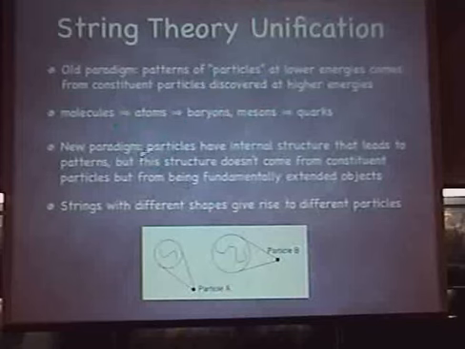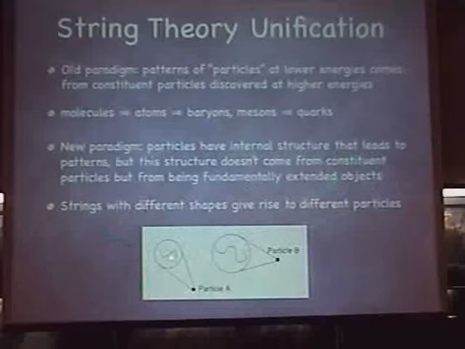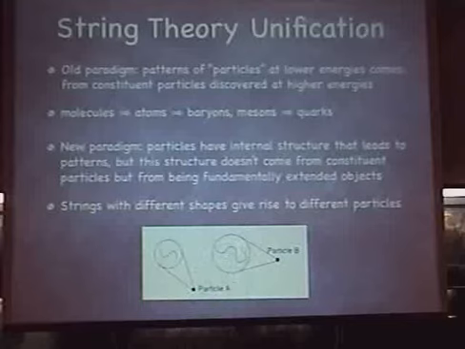String theory gives us a new paradigm for this. It says it's not necessarily a bunch of smaller objects. That's not the only way that you can get patterns and structure. Maybe it's just one extended thing, and the shape of that extended thing gives you different particles. For example, suppose you have a little string, and one of them is shaped like this. Well, from a distance, that looks like some particle of type A, and you have a different shaped string over here, and from a distance, that looks like particle B. This gives us a different way of imagining what's inside a quark and what makes an up quark different from a down quark, for example.